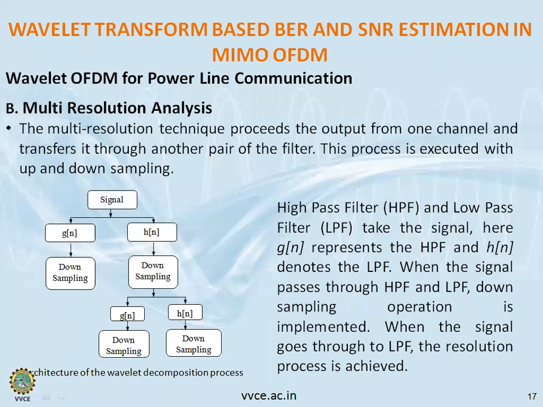Now this is the second approach. The first approach is the filter design. The second approach is called multi-resolution analysis. It is a comparative approach and also an iterative approach. I take a signal that has been transmitted. Depending upon the amplitude and the gain of the signal, if the gain is high, then we pass the signal into the low pass filter.